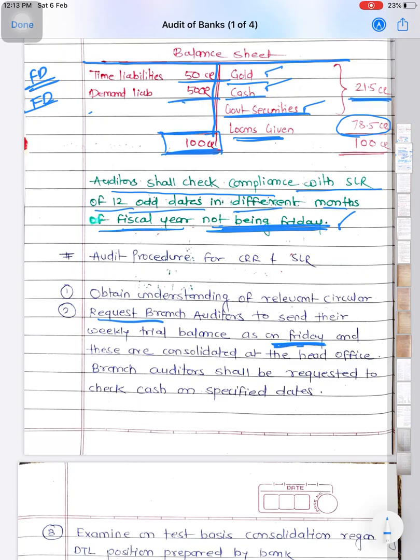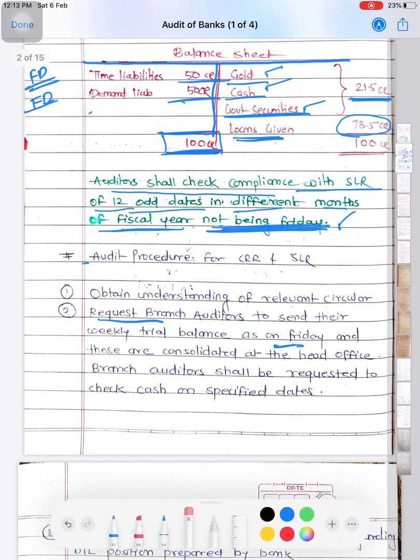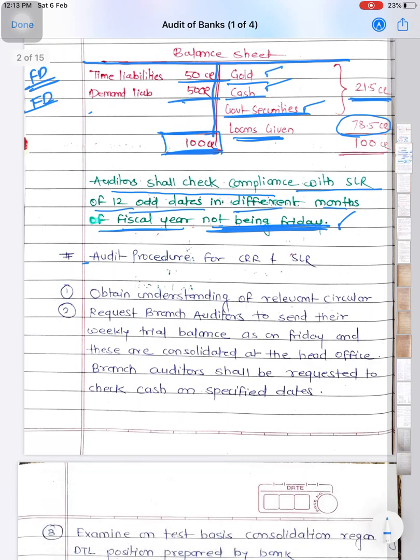So here the ICAI has given this audit procedure for CRR and SLR: how auditors will check whether the bank has complied with these requirements or not. First, obtain an understanding of the relevant circular. Obviously, from the circular only you will come to know the rates of CRR and SLR or other guidelines given by the RBI. Then request the branch auditor. Who is going to do this? Central statutory auditors. At the start of this chapter we have understood this. Those who have not watched the earlier video, please go and watch it to understand it better.